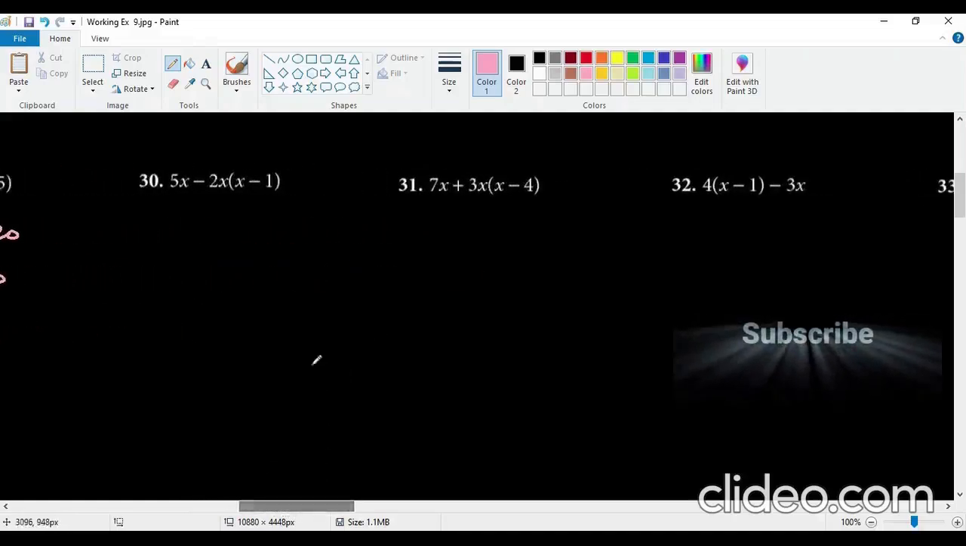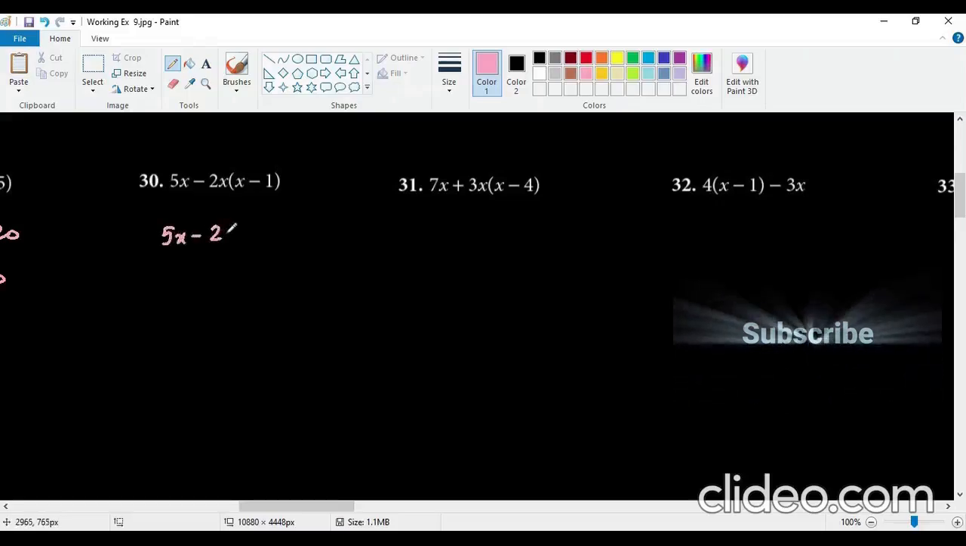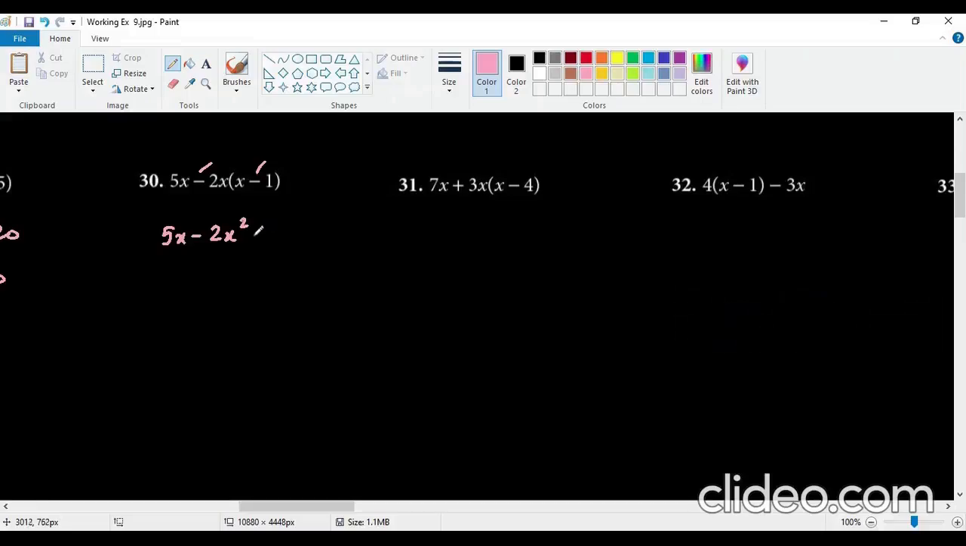Now comes 5x minus 2x square, and minus is a plus. 2x times 1 is a 2x plus 2x. In here you have two types of terms. First is 5x plus 2x minus 2x square. So plus 2 and plus 5 is going to give you a 7x minus 2x square as an answer for question number 30.